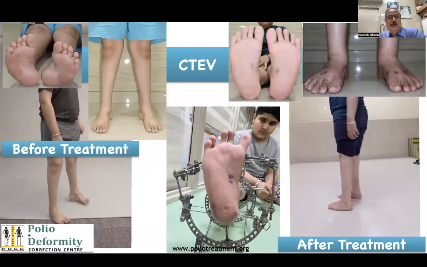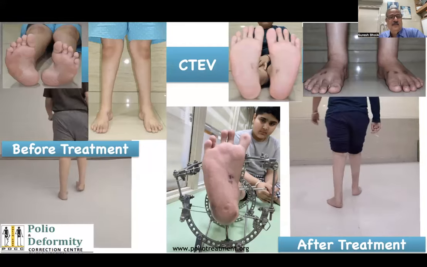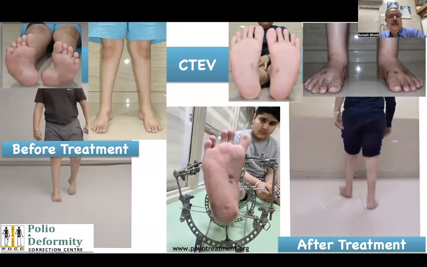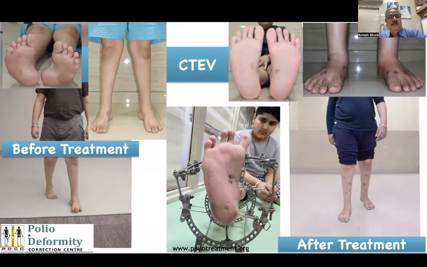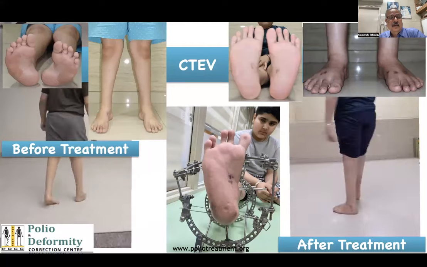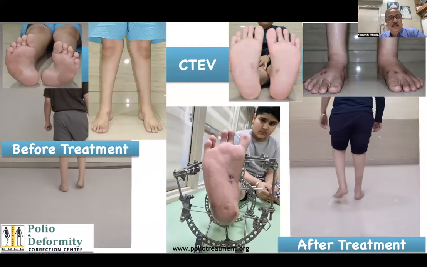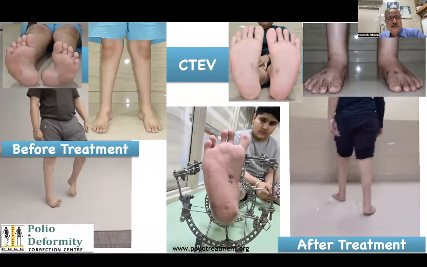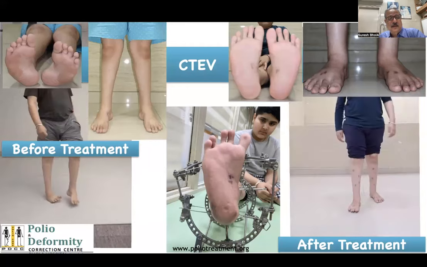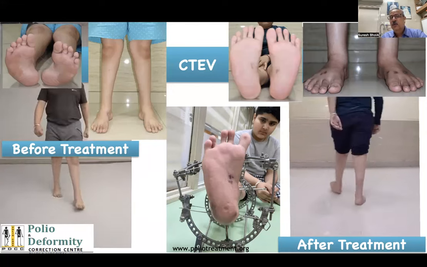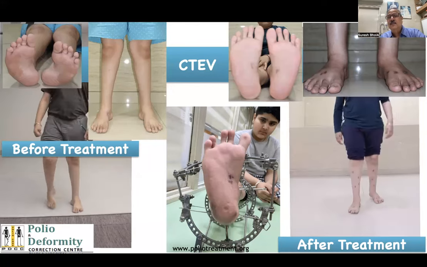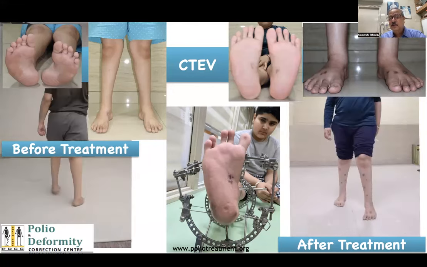Here is another boy, about 11 years of age, treated by multiple operations. Heel in varus, equinus, forefoot adduction, cavus. These are the results, both the sides after the Ilizarov correction.